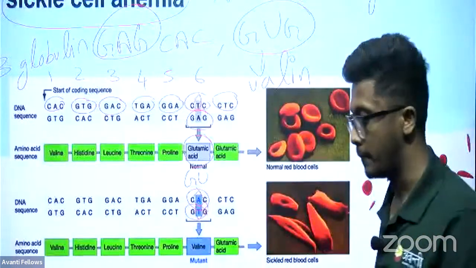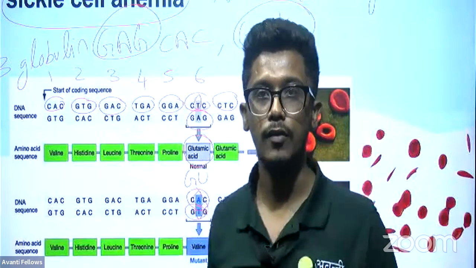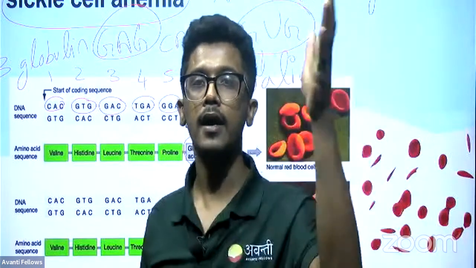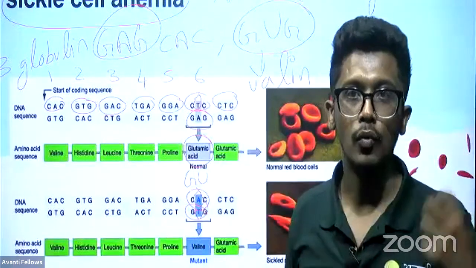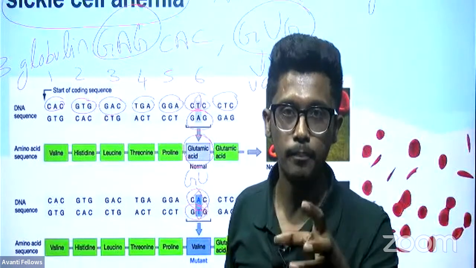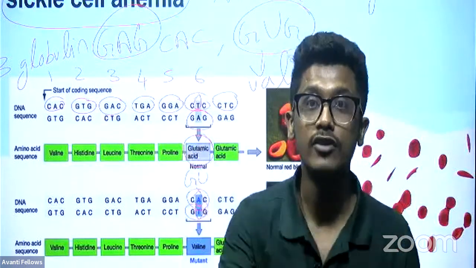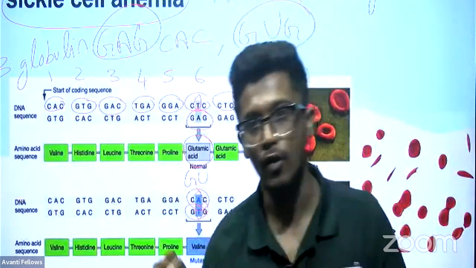So what is happening here? At the sixth position in the beta globulin chain, an amino acid gets changed. So instead of glutamic acid, what do we have? It is replaced by valine. So what does it lead to? This leads to the deficiency of the protein. Okay, what deficiency? The work deficiency. It is not able to do something. What is it not able to do? Pick up sufficient amount of oxygen molecules.